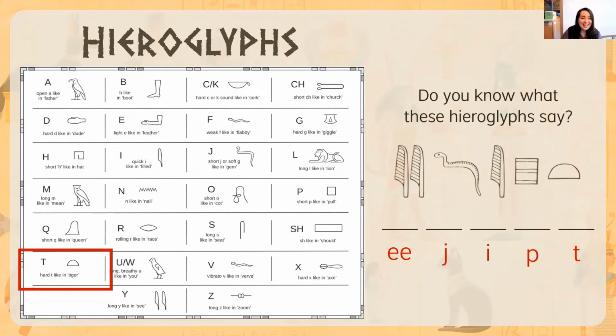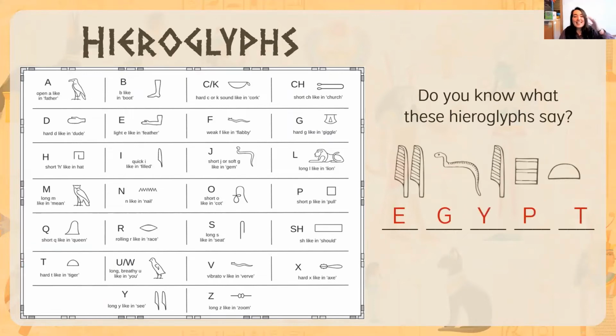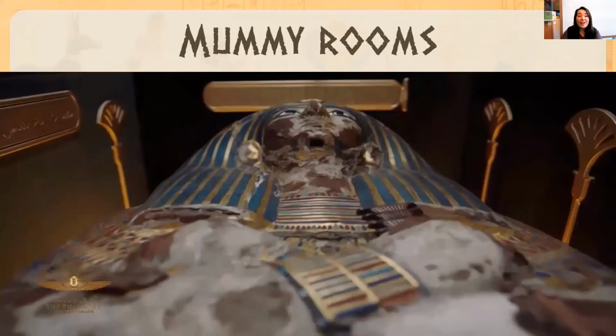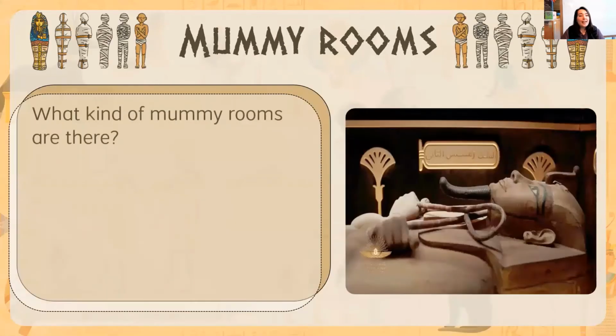What word is this, guys? Egypt. Very, very good. The country where all of these amazing things are found. So now let's look at the mummy rooms. Maybe scary, maybe cool. So they have different kinds of rooms. So what kind of rooms do they have? Whole rooms of just mummies.